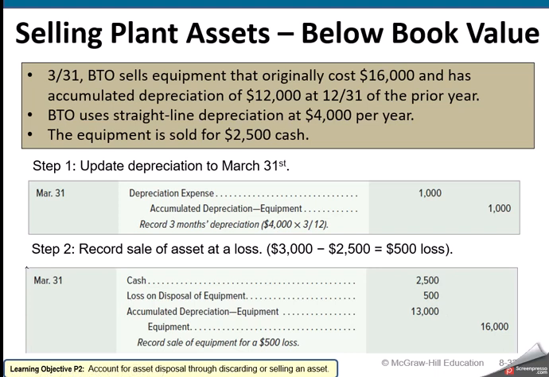Now, what if we sell it, same scenario, but instead of getting the $3,000, we get $2,500. So again, the net book value is $3,000. We're getting less than that by $500. Then we have a loss on the disposal of that equipment. And the loss is a debit, much like an expense or a cost.